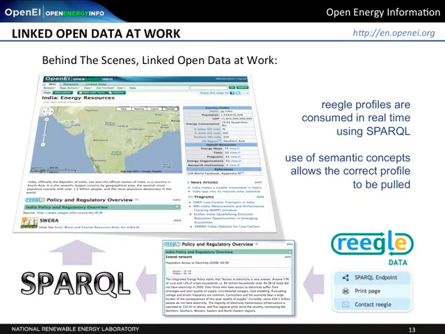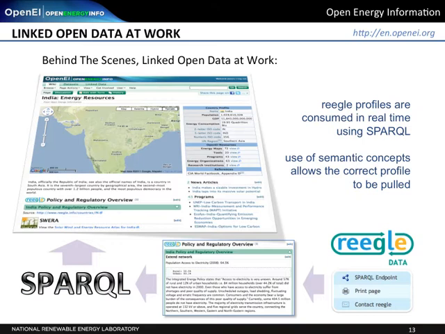Behind the scenes, OpenEI is requesting policy and regulatory information from Reegle's linked open data endpoint. In this case, we're using SPARQL, a universal query language designed for querying open databases. Because we're accessing the content at the database level, we're free to reformat it and display it however we like. So how does the computer know which information to return? Well, it's all about semantics.